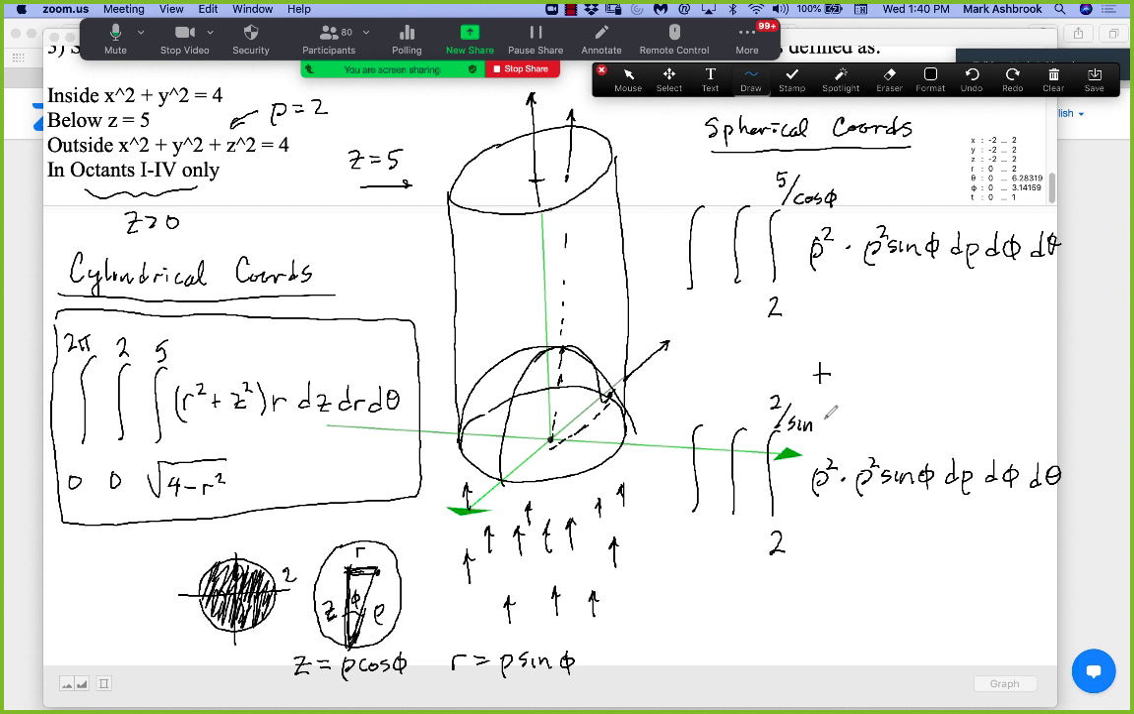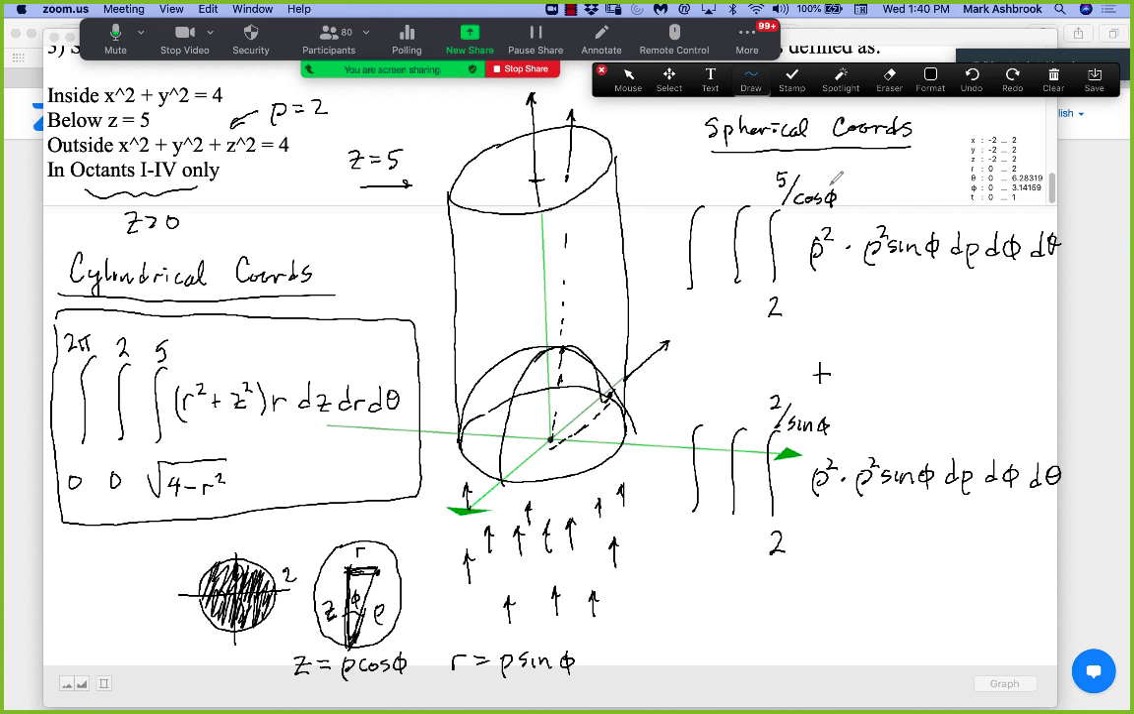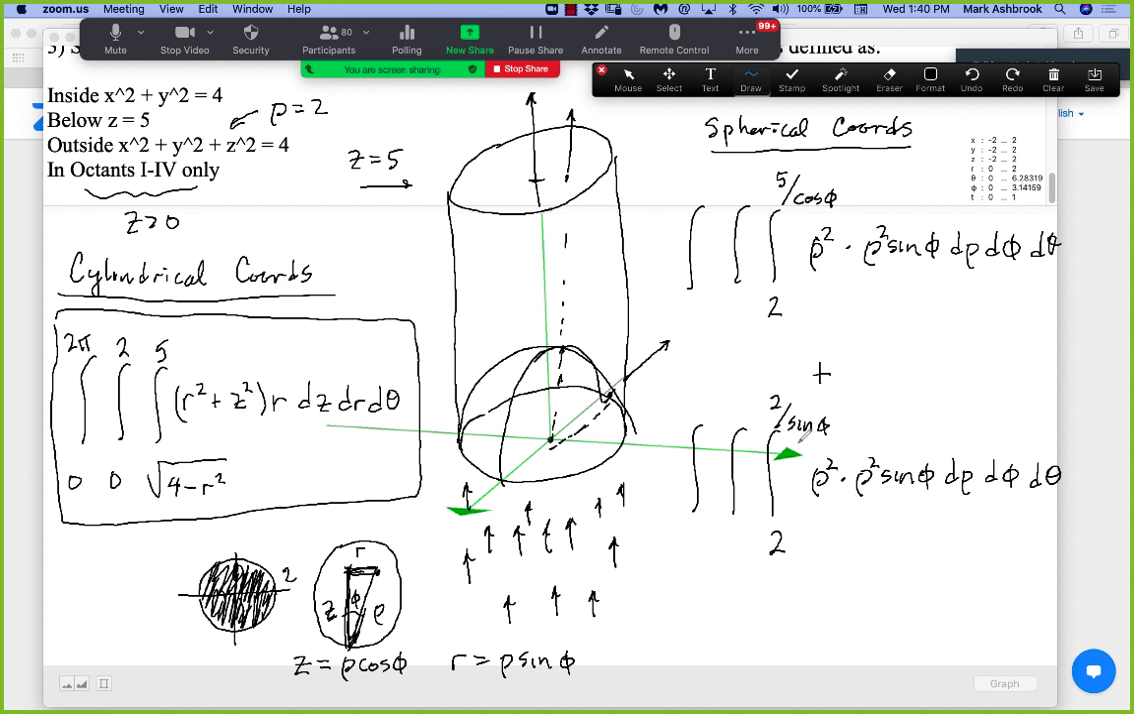It's not too bad. So what's happening? Rho is variable, right? As phi starts to increase, rho increases. The distance to that z equals 5 plane increases according to the angle phi, so it's a function of phi. And then likewise, as phi keeps increasing, the distance to the cylinder decreases according to 2 over sine phi.